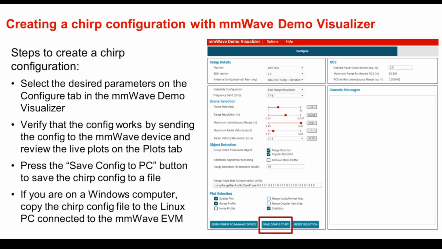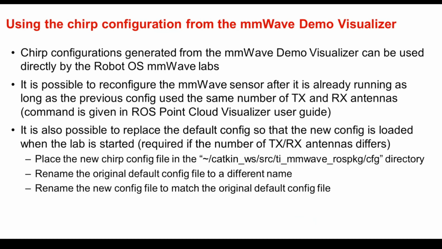Next, press the Save Config to PC button to save the chirp config to a file on your hard drive. If you are doing this on a Windows computer, you'll need to copy the chirp config file to the Linux PC, which is connected to the mmWave EVM for the ROS labs. Chirp configurations generated using the mmWave demo visualizer can be used directly by the RobotOS mmWave labs since they rely on the mmWave SDK out-of-box demo.